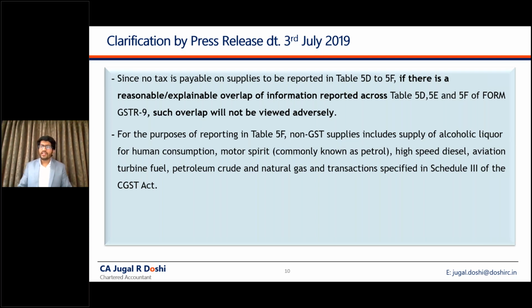Also, for reporting in table 5F, they have clarified that non-GST supply includes alcoholic liquor for human consumption, motor spirit, high-speed diesel, aviation turbine fuel, petroleum crude, and natural gas. Also, other transactions as prescribed in Schedule 3 of the CGST Act. So, even these transactions are to be reported while filing annual return.